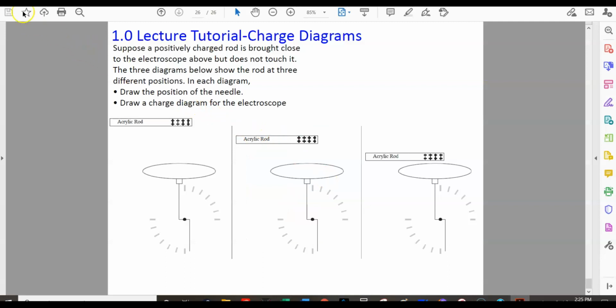So I hope you enjoyed this lecture. We're going to move on in the next lecture to the Coulomb force and also Coulomb force in one dimension. So brush up on your force diagrams, okay?